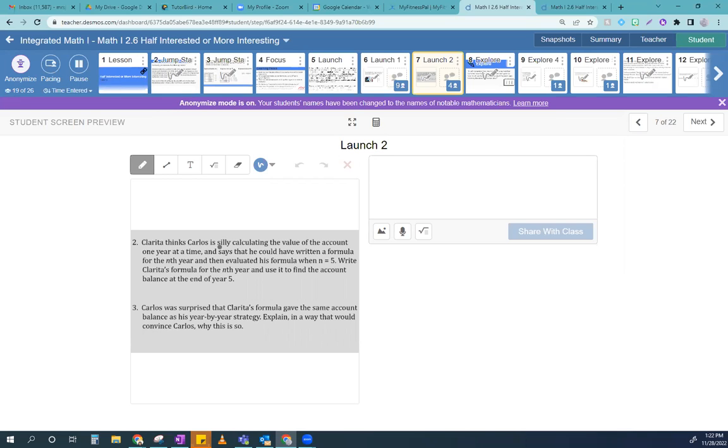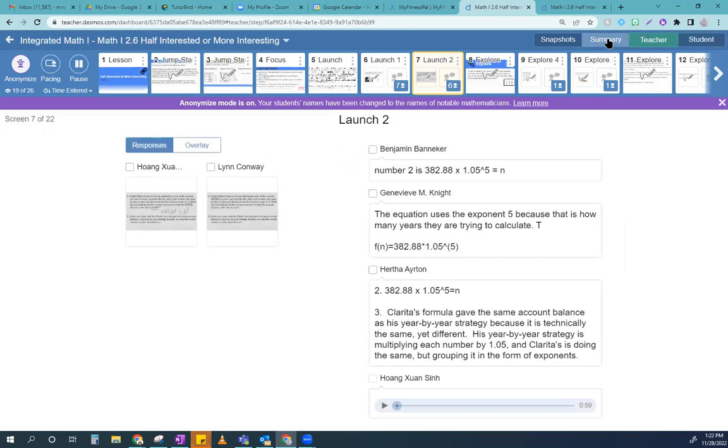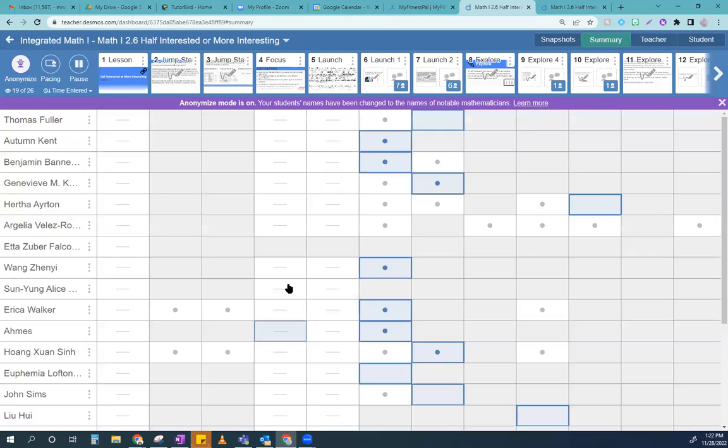Clarita thinks Carlos is silly calculating the value of the account 1 year at a time and says that he could have written a formula for the nth year. You can too, by the way, and then evaluated his formula for n equals 5. Write Clarita's formula for the nth year and use it to find the account balance after the end of year 5. Okay, so we already have the correct answer of how much money should be in there.